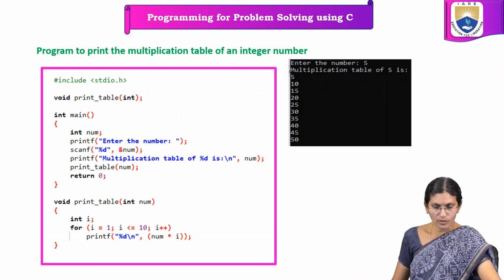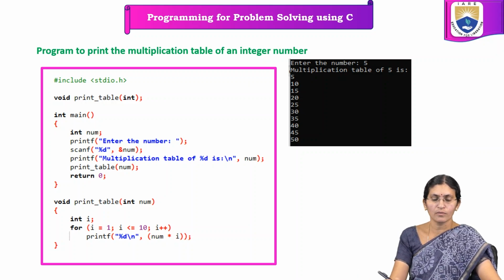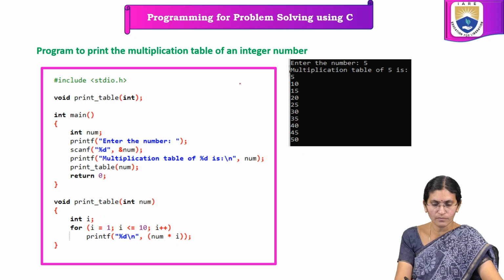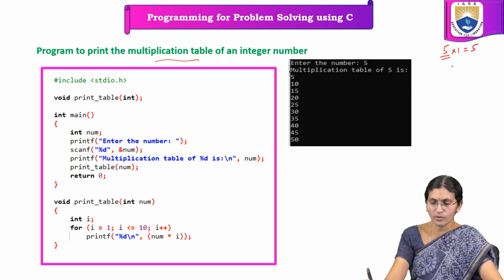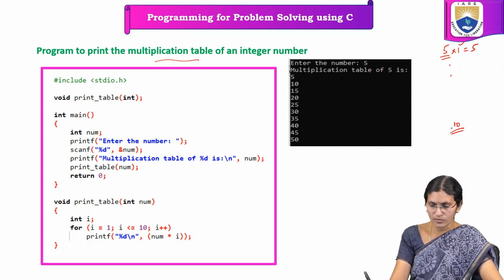Now let us see one more program to print the multiplication table of an integer number. It's a very simple program using user-defined functions to print the multiplication table. We are printing from any number. Suppose number is equal to 5. So 5 into 1 is equal to 5, till 10. We are starting from 1 and the last value is equal to 10. This we can write by using a for loop.